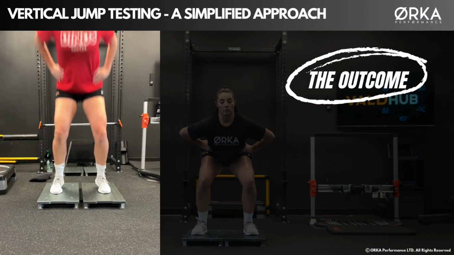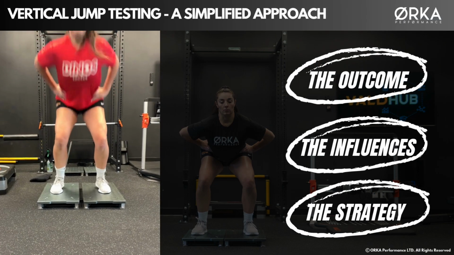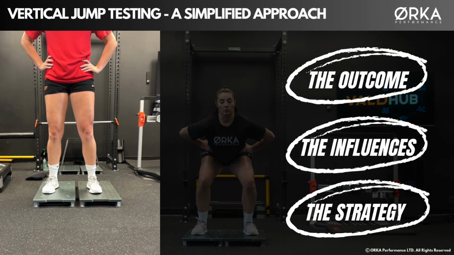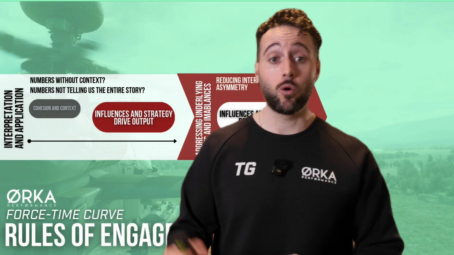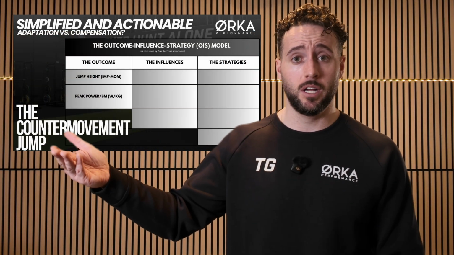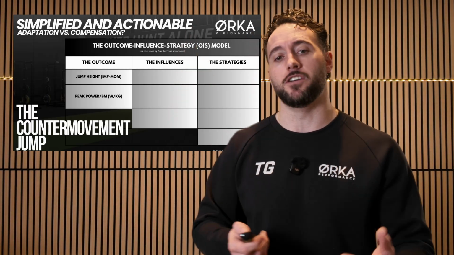We're going to have our outcome. Then we're going to look at what's influencing that outcome and what the strategy is that the athlete has chosen, or what solution they've chosen for the movement problem that we've given them. So it might look something like this. For the counter movement jump, we typically use jump height and peak power. Athletes understand that. I jumped higher, I became more powerful. It's easy to create vision with.